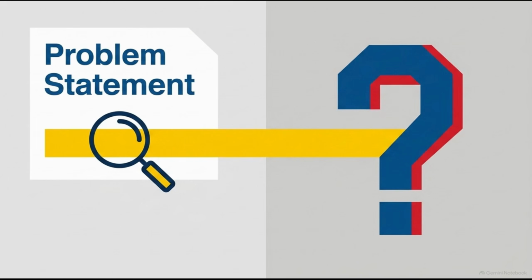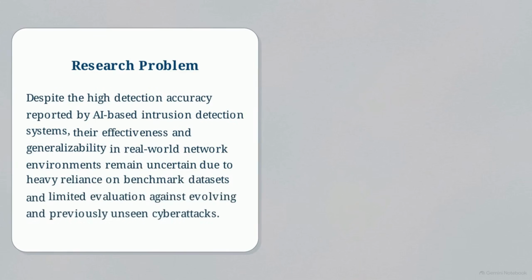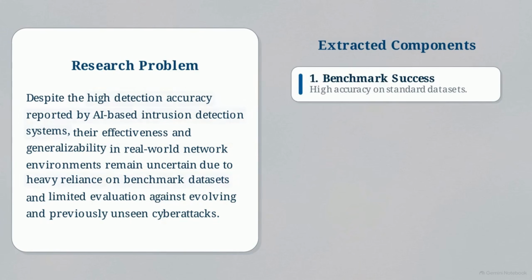This split-screen layout displays a complex research problem regarding cybersecurity. It states that despite high detection accuracy on benchmark datasets, the effectiveness of AI intrusion detection in real-world networks remains uncertain due to evolving cyber attacks. Before writing a single question, we break this text into manageable components.